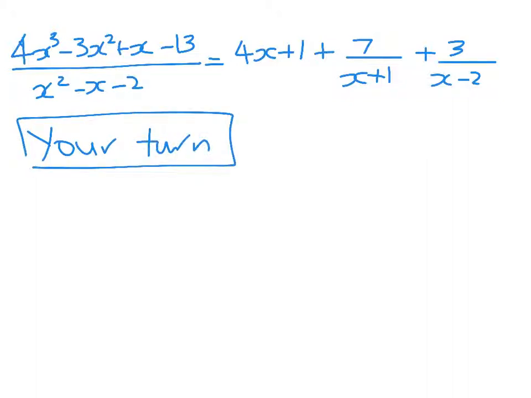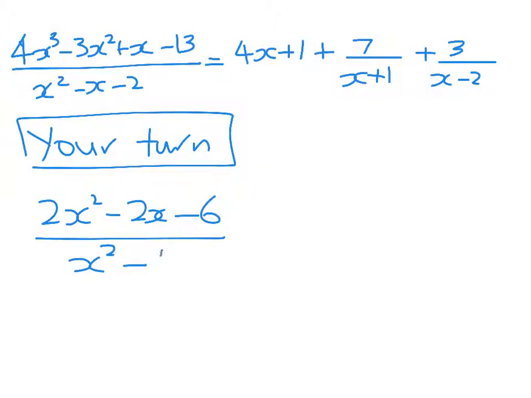I want you to figure out this one, 2x squared minus 2x minus 6 over x squared minus 1. So I want you to write that as the sum of partial fractions.